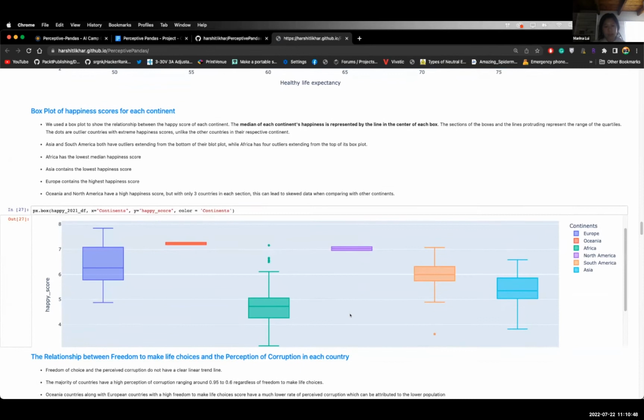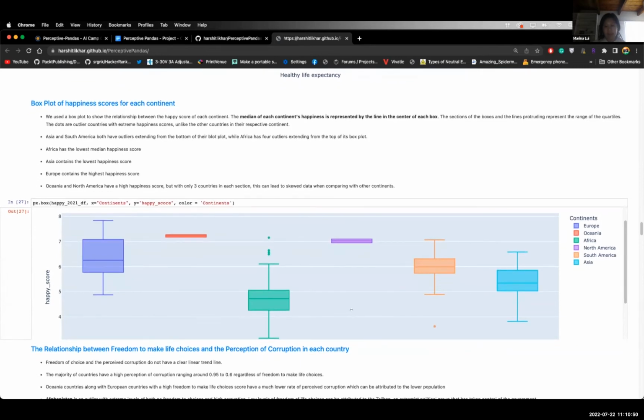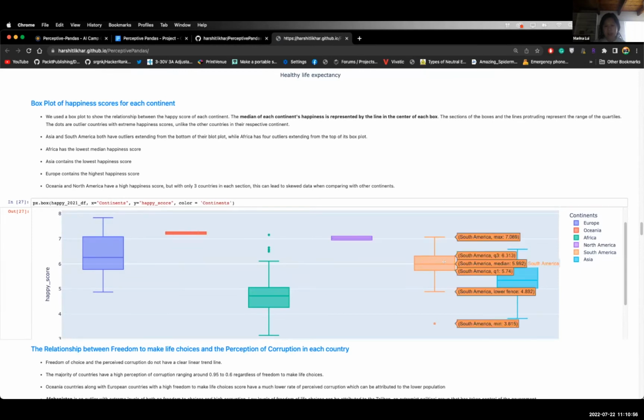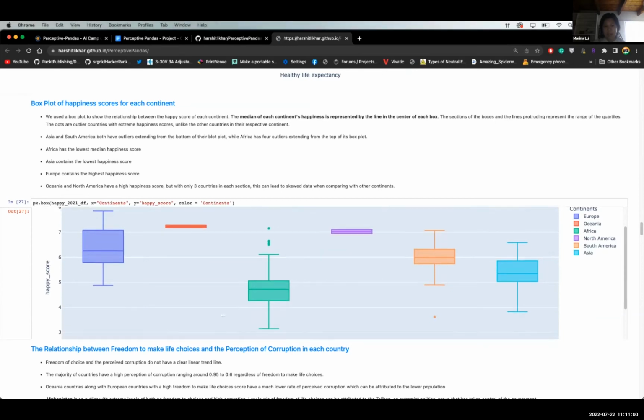Our box plot shows how different continents have less info. So North America and Oceania are slightly skewed because they only have 3 countries in each compared to the other continents.